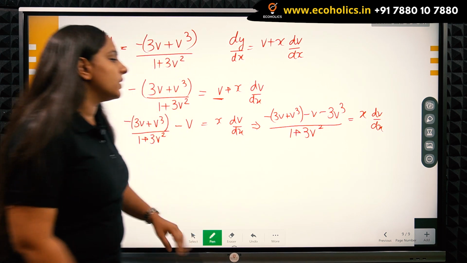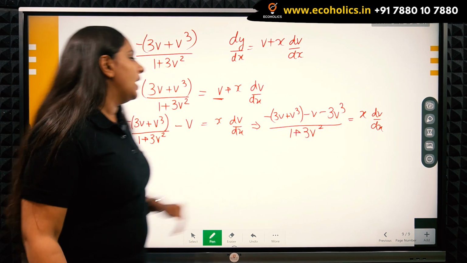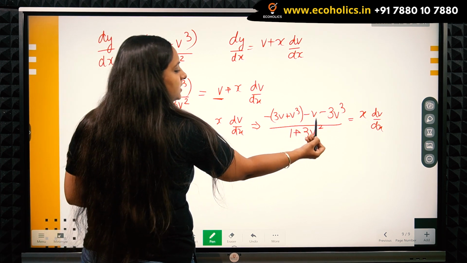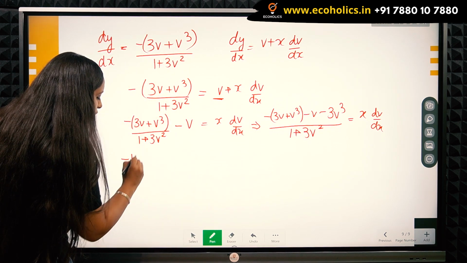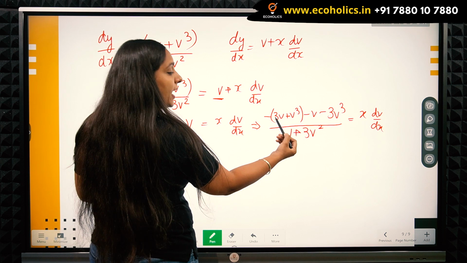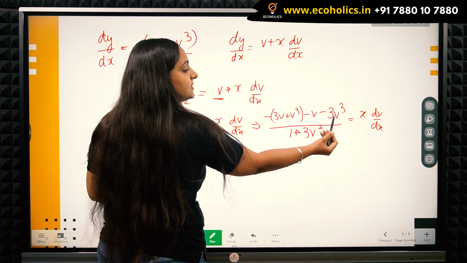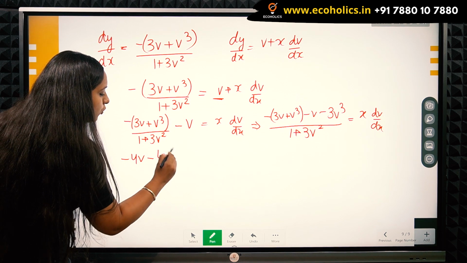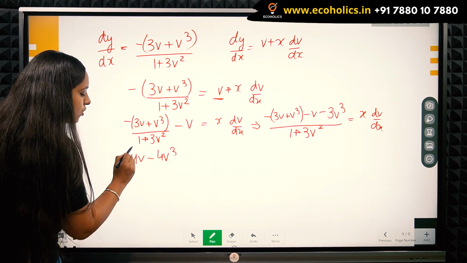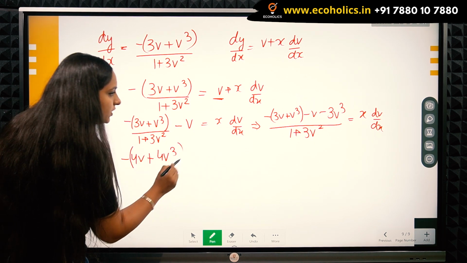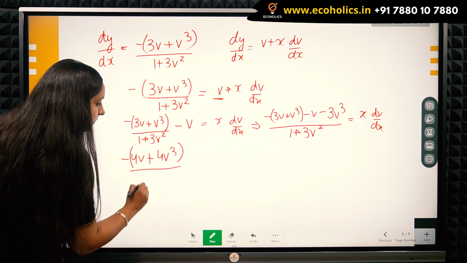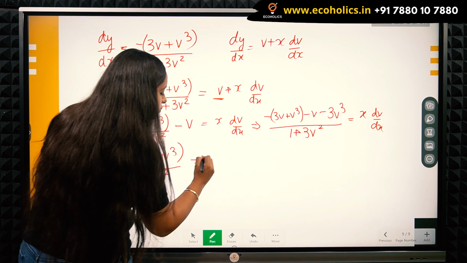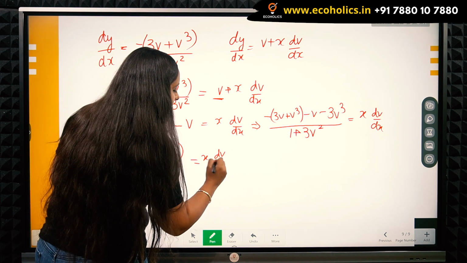In the next step, if I would solve this thing, I would get what? I would get minus 3v minus v, so I would get minus 4v. Then minus v cube minus 3v cube, so I will again get minus 4v cube. So if I take the minus common again, I would be left here with plus. And this thing, 1 plus 3v square equals to x into dv by dx.